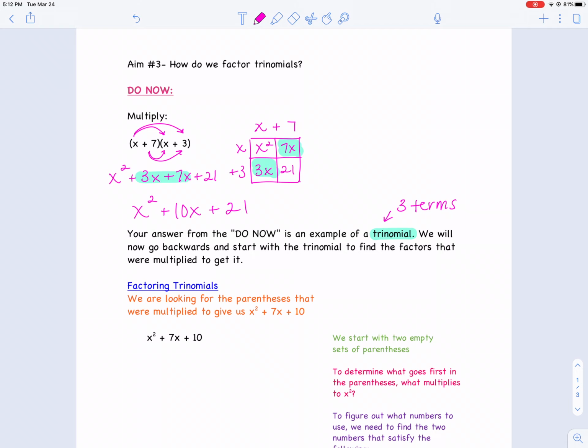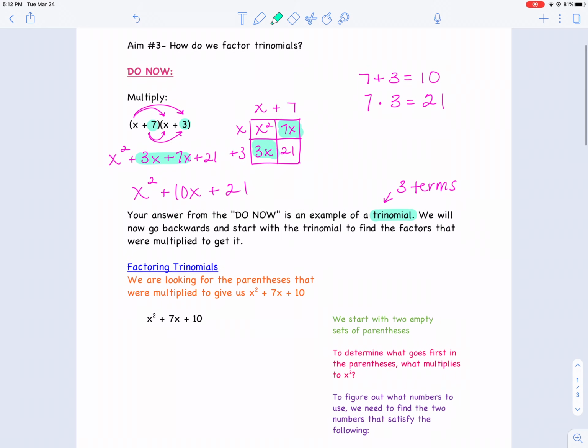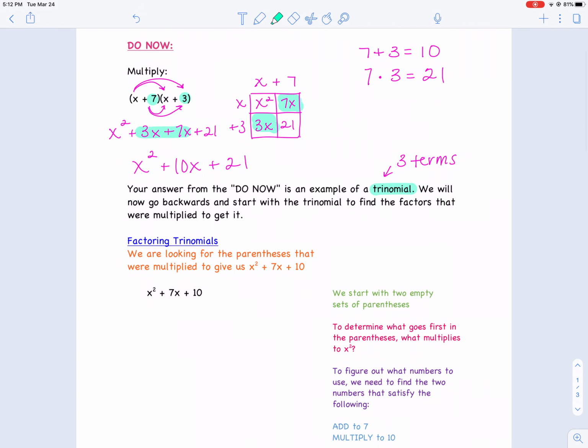Well, notice, if you take a second, 7 plus 3 adds to 10, and 7 times 3 multiplies to 21. So your two numbers that are in your parentheses, the 7 and the 3, add to your middle term, and they multiply to your last term. That's what we're going to be doing today. We're going to take what we did in the do now and just go in reverse.